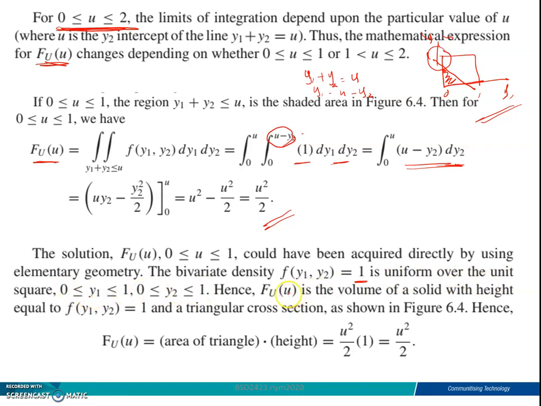Okay, hence the distribution function of U is the volume of the solid with height equal to y1, y2 equal to 1, and triangular cross section as shown in figure 6.4. Hence, your F_U will have the area of the triangle times the height. You get u squared over 2, times 1. Then you have the same thing, u squared over 2.